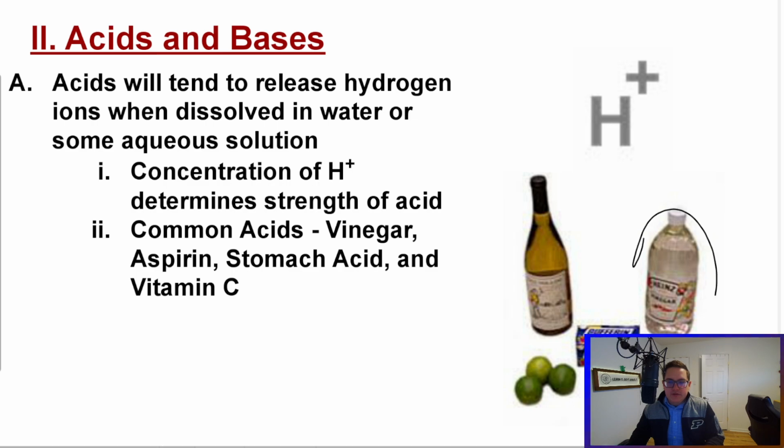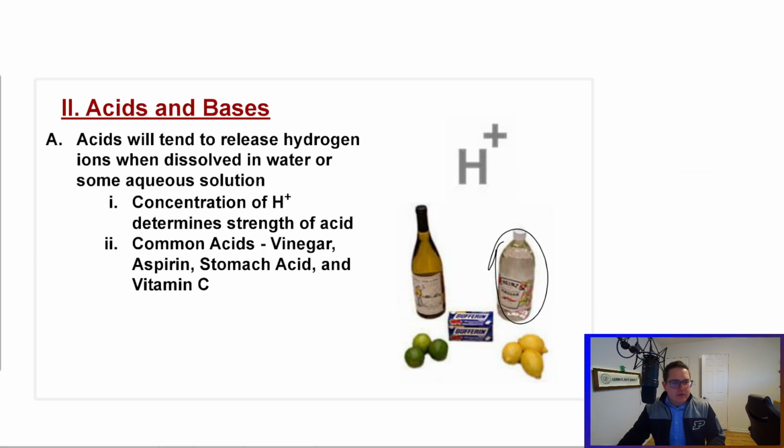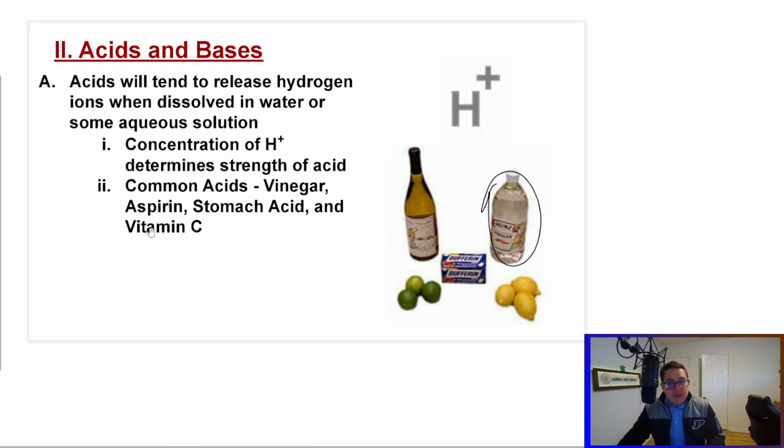So over here you've got vinegar. Vinegar is acetic acid. Maybe you can't really see that, I'll zoom out just a hair. So vinegar is acetic acid. It's not a very strong acid. It's pretty weak because it's pretty diluted. I mean, the concentration of the hydrogen ions in there isn't very much as compared to what you would find on some citrusy fruit, so lemons or limes, for example.